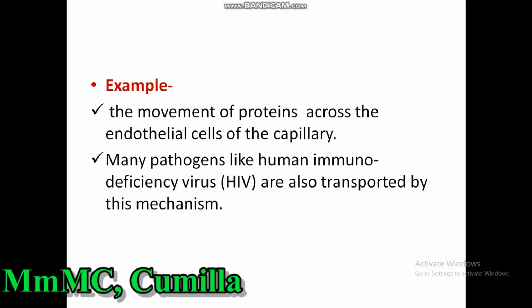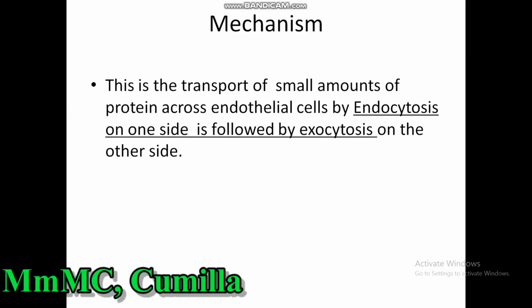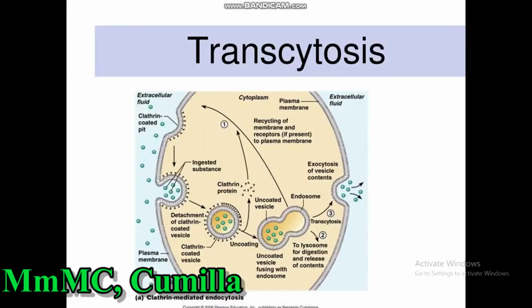Example: movement of some proteins across the endothelial cell. Many pathogens like HIV, that is human immunodeficiency virus, are also transported by this mechanism. How it occurs: this is endocytosis on one side followed by exocytosis on the other side.